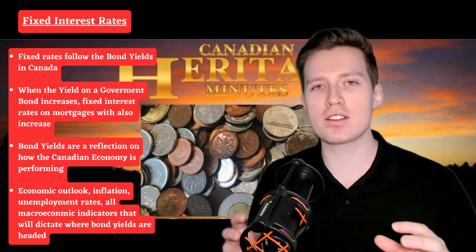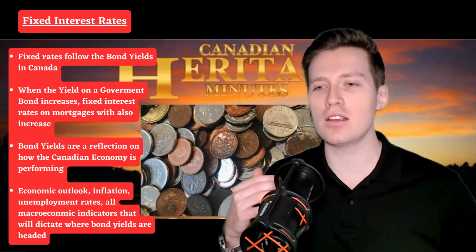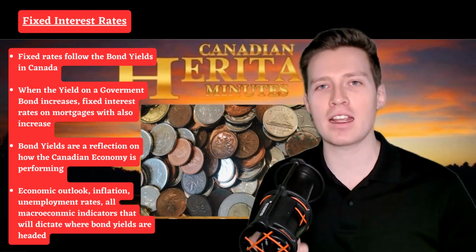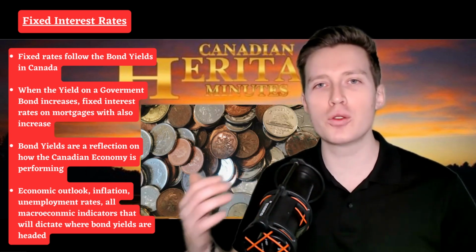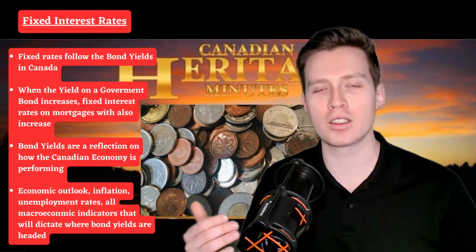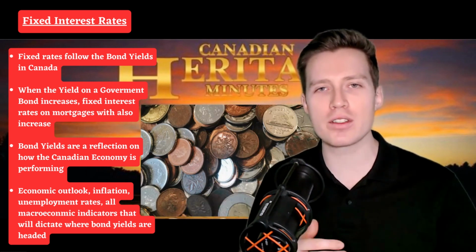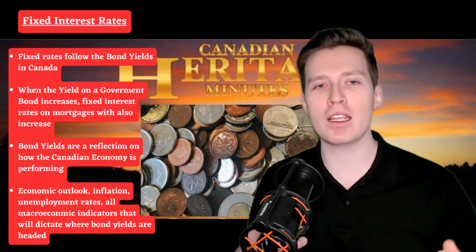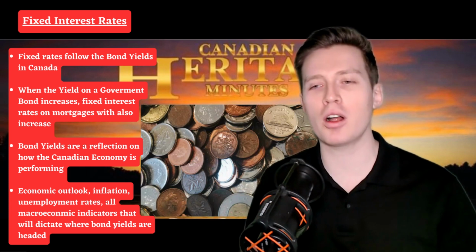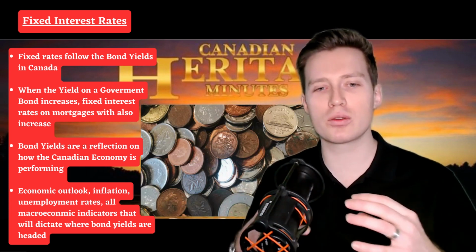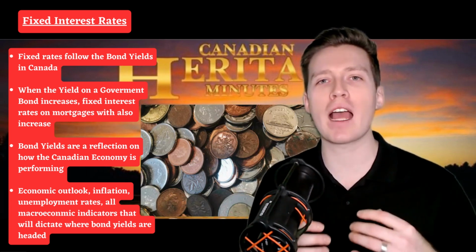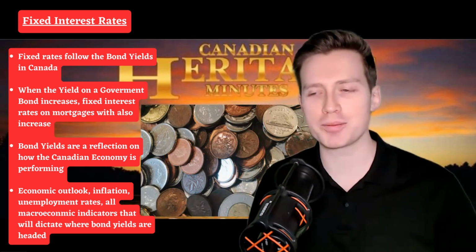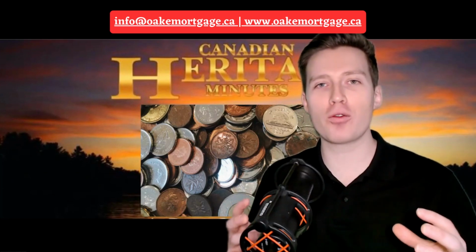If you ever wanted to see what the future forecasted interest rates are, have a look at what the Bank of Canada is saying at their meetings. Have a look at the future outlook on bond yields. What's happening in the market? How is inflation? What's the economic growth looking like? Are people putting money into the stock market, or are people buying up bonds? If you look at those indicators, you're going to have a better sense of where interest rates are going for Canadian mortgage borrowers. I hope this information has been helpful for you.